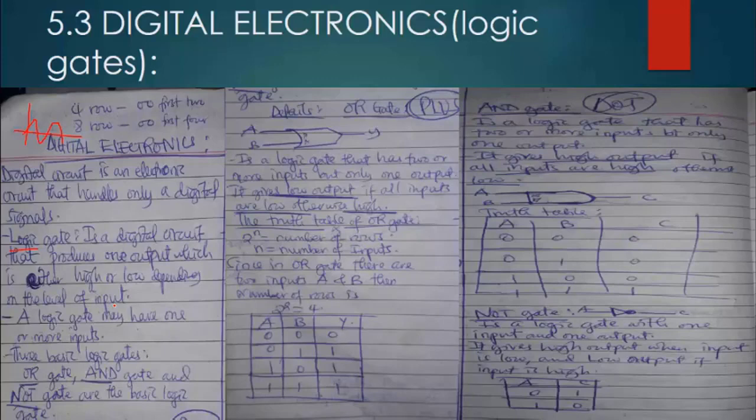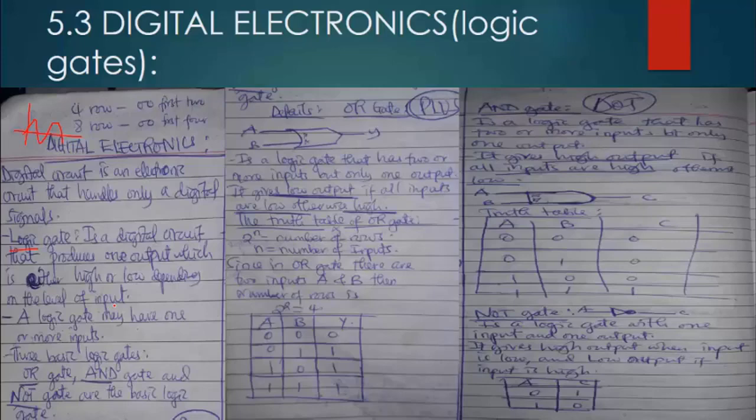Kwa mfano, kwenye gari unaweza ukawa na combination ya mlango kuwa wazi na mkanda kufungwa. Sawa? Sasa kunaweza ukawa na digital circuit itakuwa in such a way kama mlango uko wazi na mkanda hujafungwa labda ndio ile alarm. Mkanda ni input kuwa wazi au kufungwa, mlango ni input kuwa wazi au kufungwa, lakini mwisho wa siku output itabaki kuwa moja, either alarm ilie au izime. Ndio maana ya logic gate.